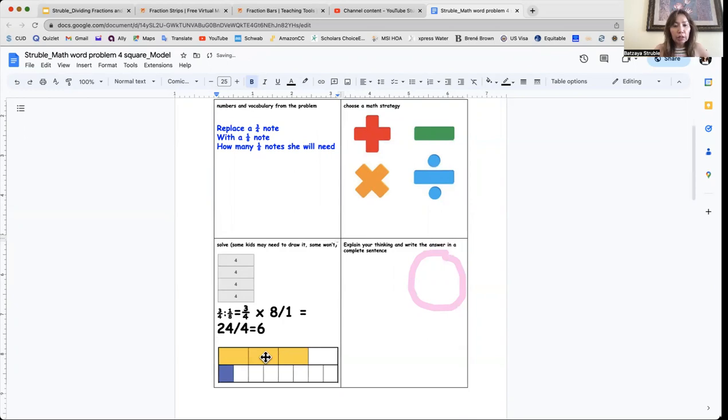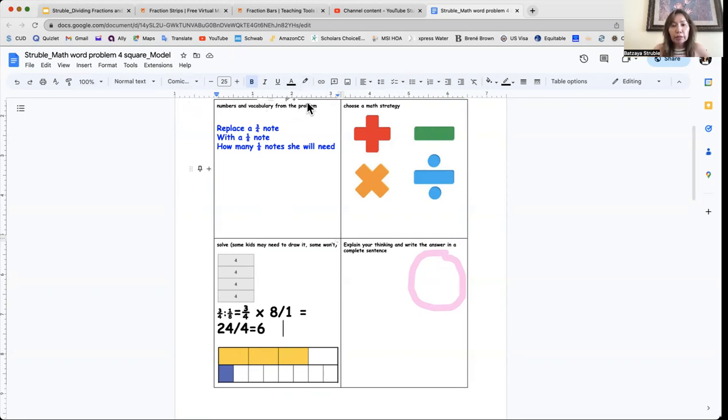So that means 6 1/8 notes can fit into 3/4. So I kind of wanted to show you using the strip. So 3/4 is going to look like that, and then we're going to see how many 1/8 is going to fit into 3/4. So we can count here 1, 2, 3, 4, 5, 6, right? So 6 1/8 can fit into 3/4. So now we are going to write the answer.